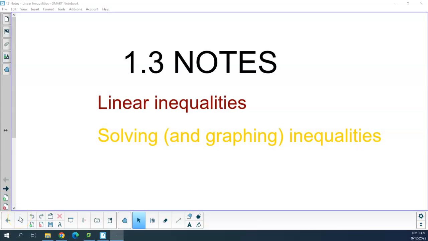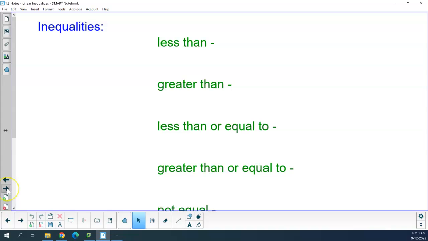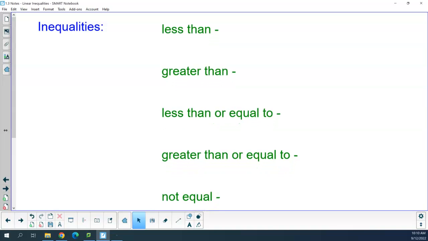Yeah, right. So today we are going to be graphing and solving linear inequalities. Love it, love it, love it. So there are 5 inequalities out there. Okay? So a picture of what they all look like.